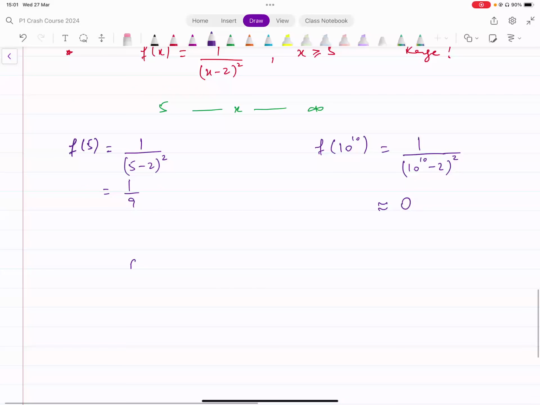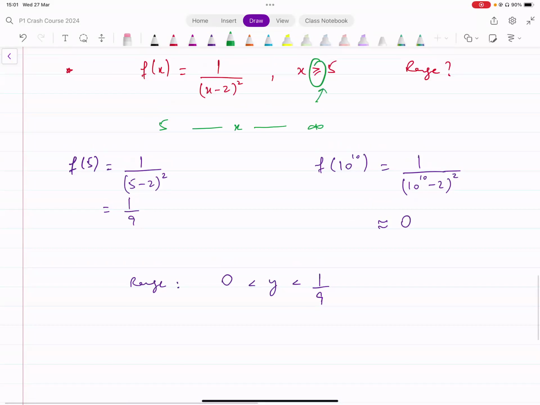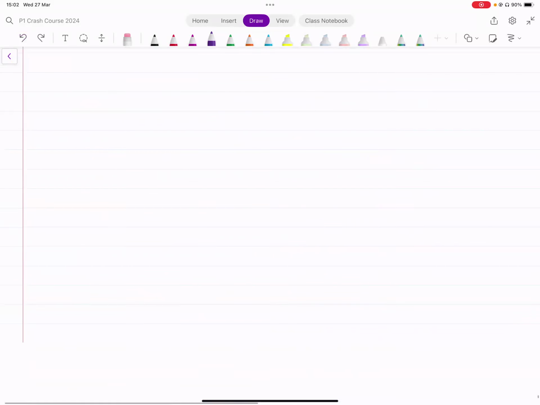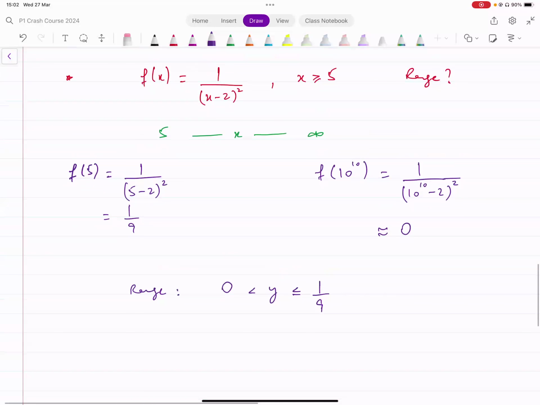So what's the range of the function then? The range of the function is y between 0 and 1 over 9. Now, 0 is not included because the value is not exactly equal to 0. So 0 is not going to have an equal to sign with it. However, 5 was included. That means the corresponding value of 5, which is 1 over 9, should have an equal to sign. So the range is from 0 to 1 over 9 with 1 over 9 included. That would be the range of this function.